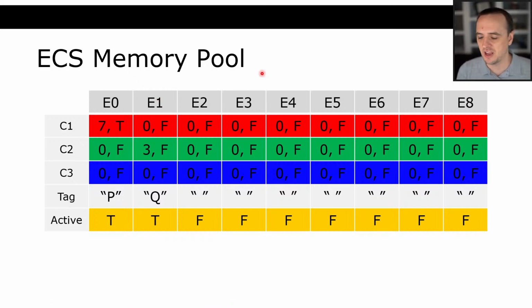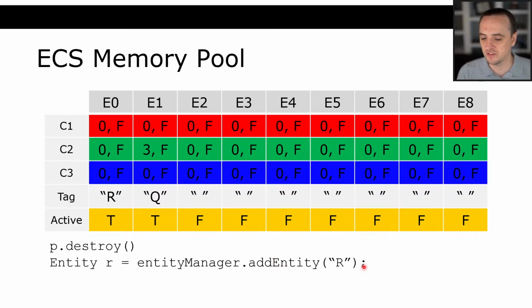Next, let's say that we destroy an entity. Well, all I have to do is mark it as false, right? It's no longer active. So the only thing the destroying of an entity does is mark it as false in the memory pool. Then later, if I want to add another entity and call it R, well, I'm just going to put it right there because that space was no longer being used by an active entity.